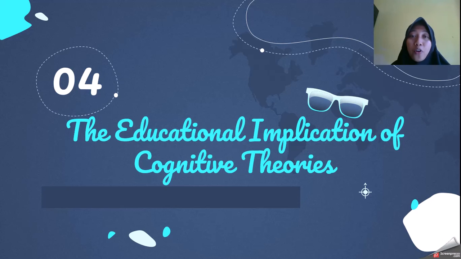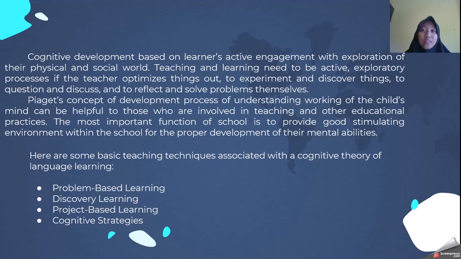Let's talk about the fourth part. It's about the educational implications of cognitive theories. Cognitive theory can be applied in the classroom. So when we teach our students, we can apply this as the method, theory, or strategy to do the learning process. Cognitive development is based on learners' active engagement with exploration of their physical and social world.